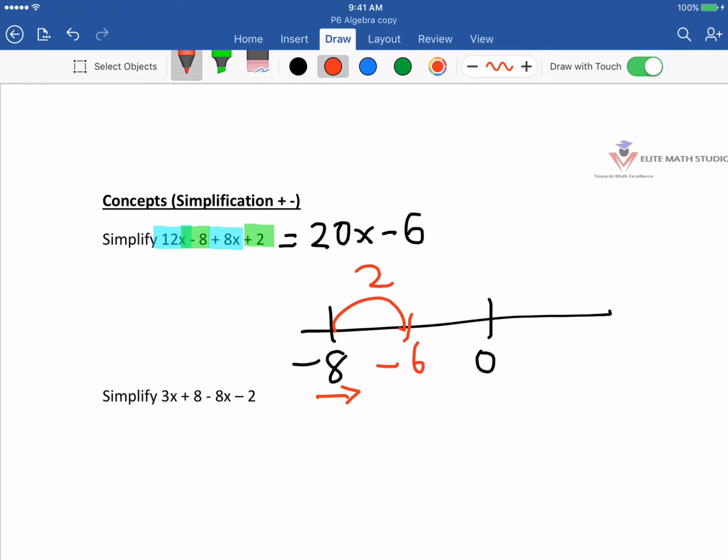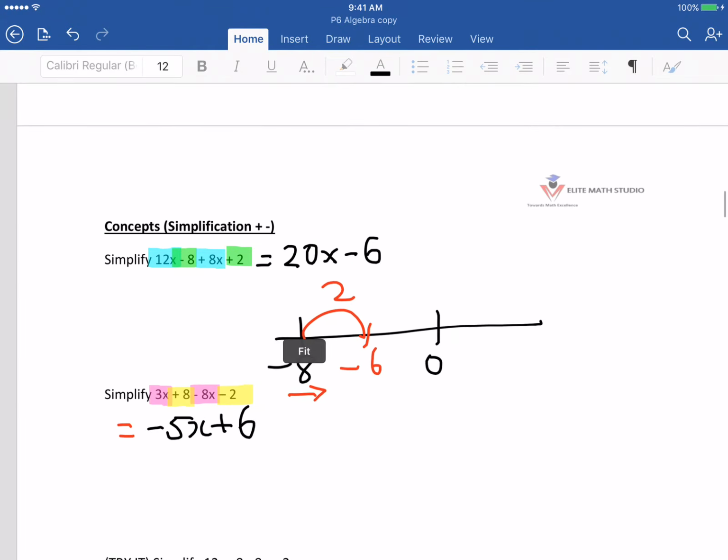Okay, the next one. Same thing, group all x together. So it's 3x and negative 8x. What's 3x minus 8x? 3x minus 8x is actually equal to negative 5x. Next one, you just group it up. Positive 8 minus 2. What's positive 8 minus 2? It's actually equal to positive 6.